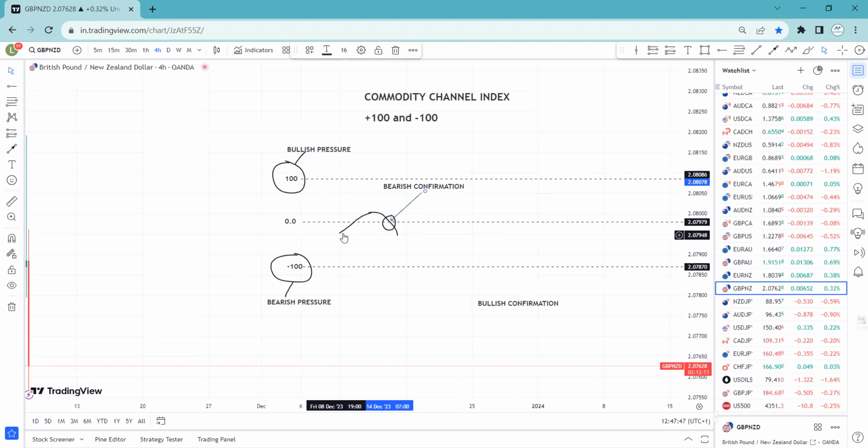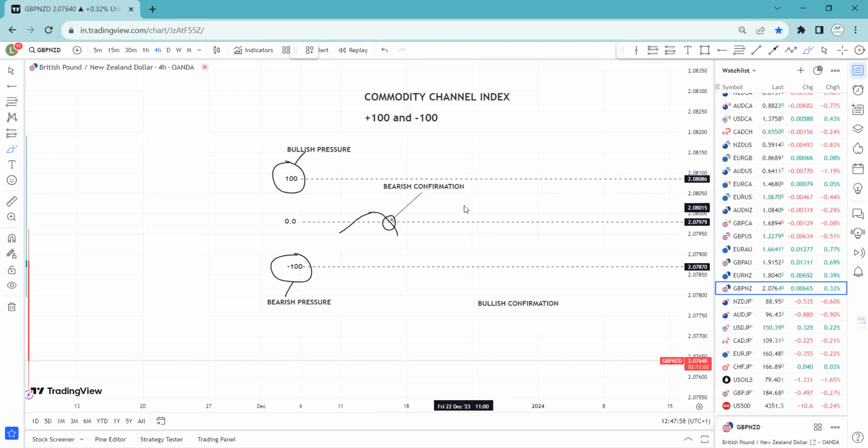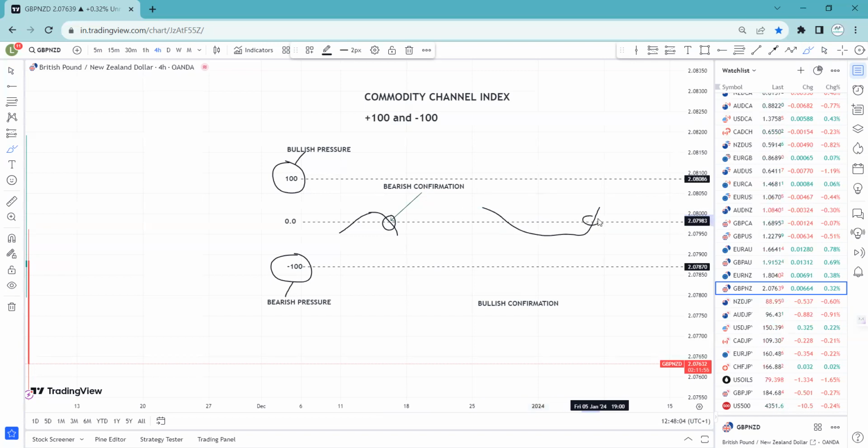When the commodity channel index goes above the zero line and comes back below, that's bearish confirmation number two. Again, when it comes below the zero line and of course goes back above, at this point it simply means bears are no longer willing to continue to push prices downward. So we have what we call the bullish confirmation around that zone. Here again, we have some bullish confirmations and prices will begin to go up.